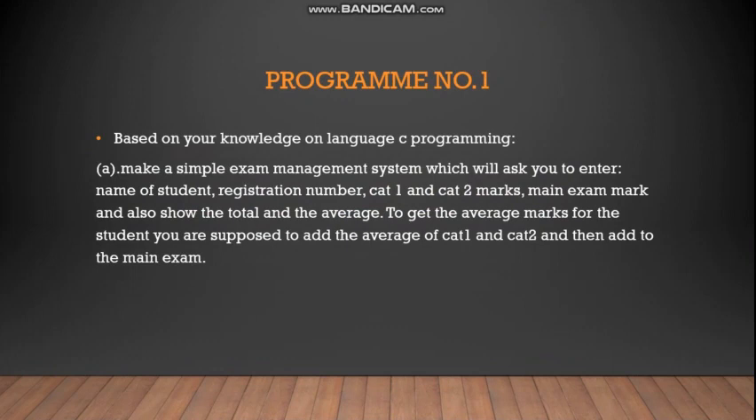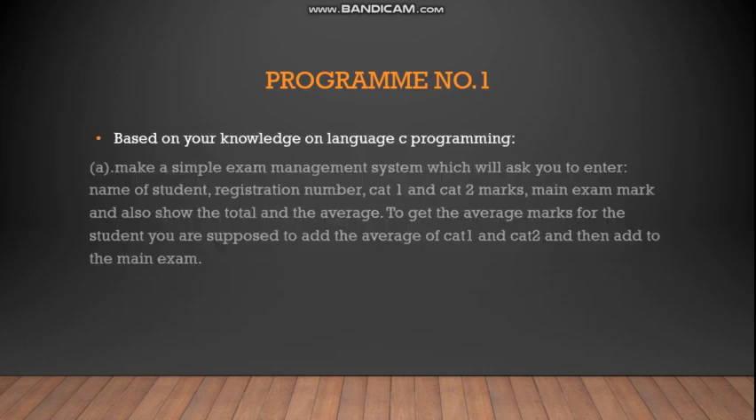Make a simple exam management system which will ask you to enter the name of the student, registration number, Cat 1 and Cat 2 marks, and main exam mark, and also show the total and the average. To get the average mark for the student, you're supposed to add the average of Cat 1 and Cat 2 and then add it to the main exam.